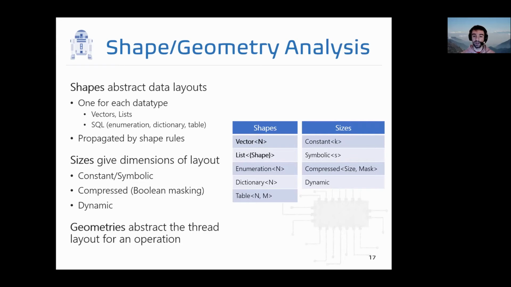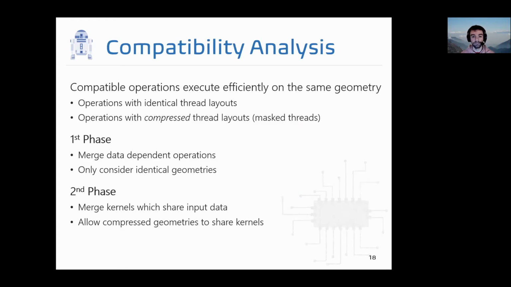Once we're given all this information, so we know for every single program variable what its shape's going to be, we can define the geometry of each step as well. So a geometry abstracts the thread layout for each operation given the operation as well as the input types and shapes. This can be fed to the compatibility analysis, where we're going to determine compatible operations that can execute efficiently on the same geometry. And this is trivially true for operations with identical thread layouts, but it's also true for those which are compressed. So the idea being that we execute a subset of the geometry for the steps of the program.